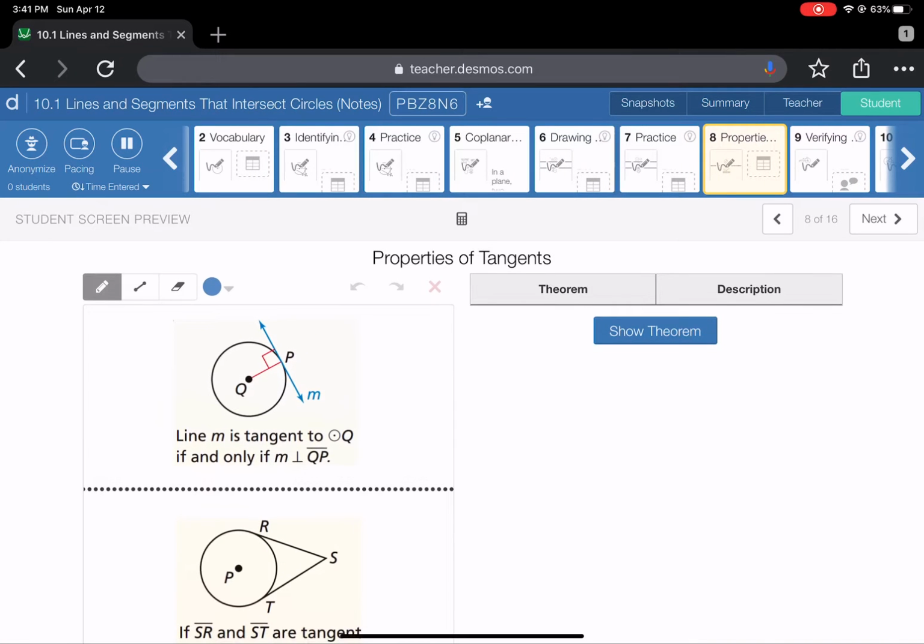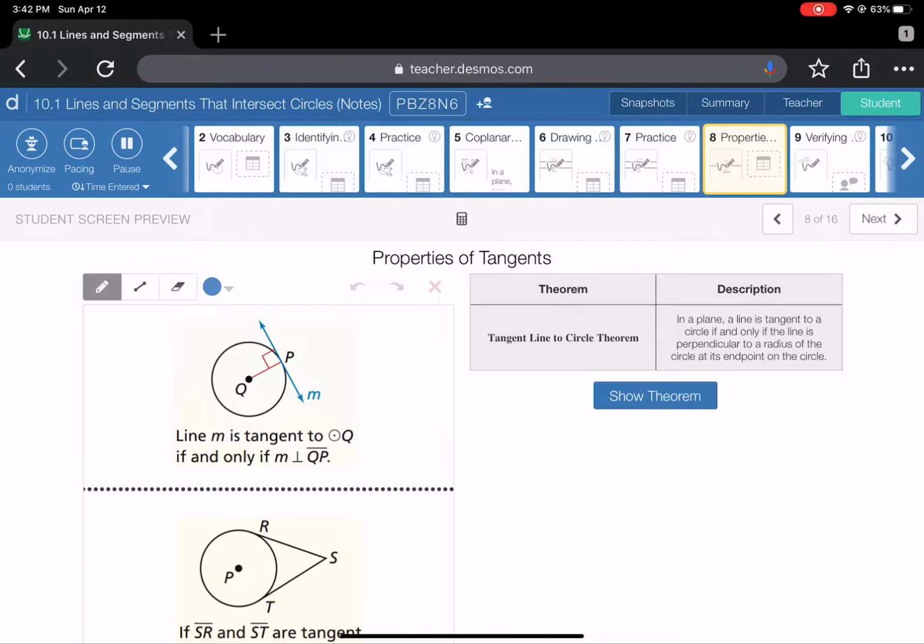All right, next we're gonna talk about some of the properties of tangents. We have a couple theorems that we're gonna discuss. So first, the tangent line of a circle theorem. So if in a plane, a line is tangent to a circle if and only if the line is perpendicular to the radius of the circle at its endpoint on the circle.